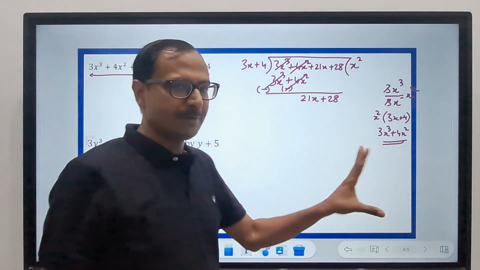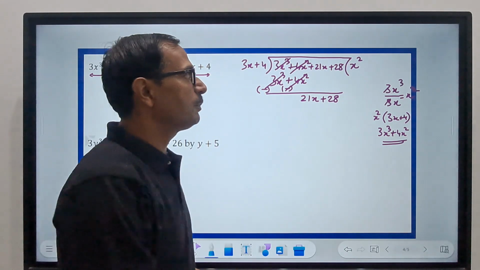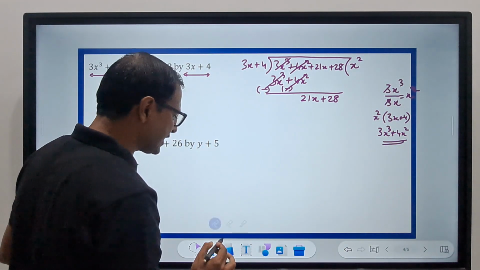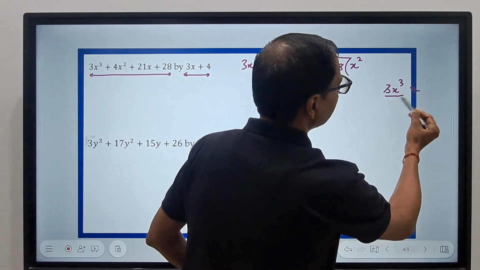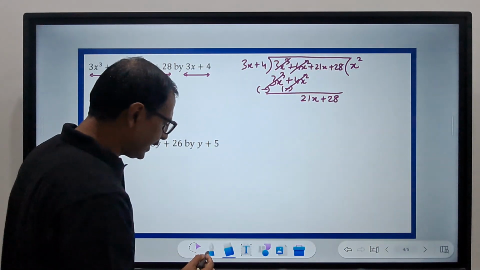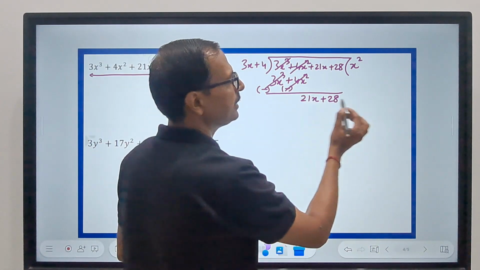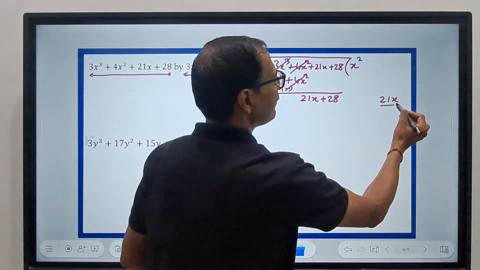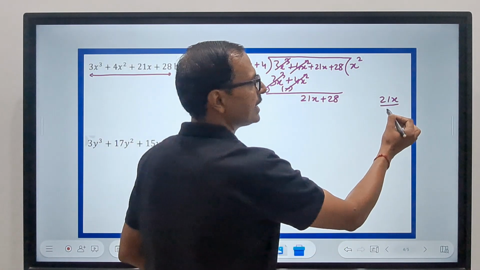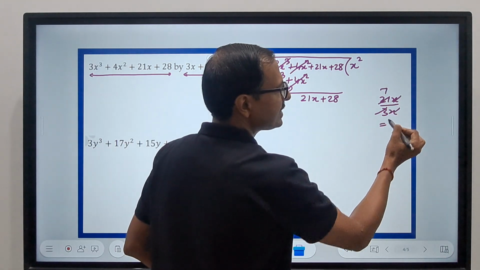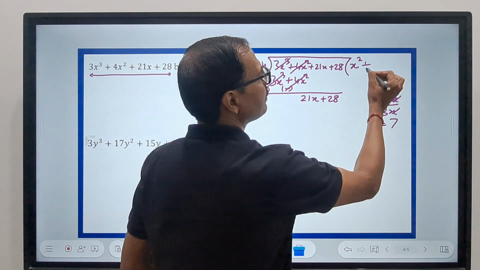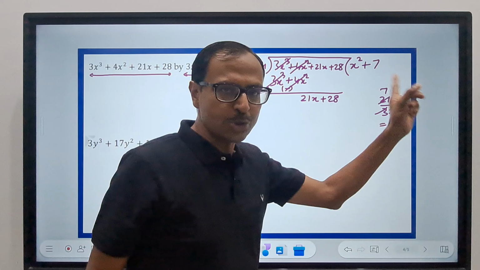Now the first step is done. In the second step, we have to perform the same thing again. So let me just make some space here. I'll erase this. So now I have to again take the first term here, which is 21x, and divide it by the first term here, which is 3x. So what do I get? This is 7, right? So plus 7 becomes the next part of my quotient.